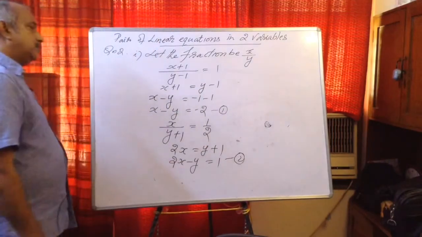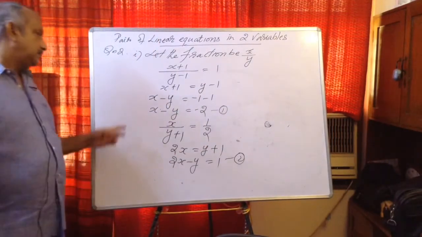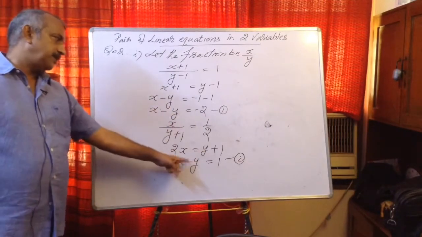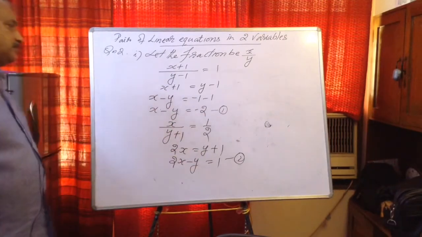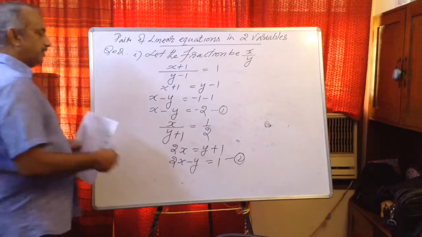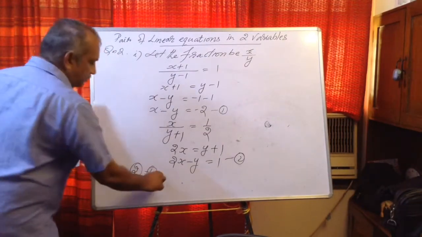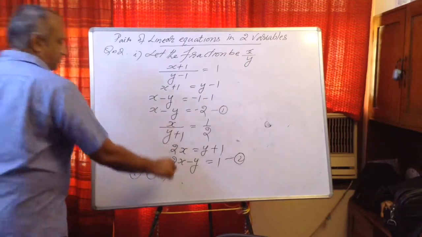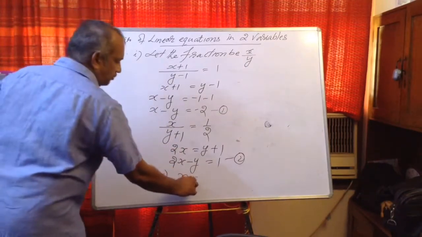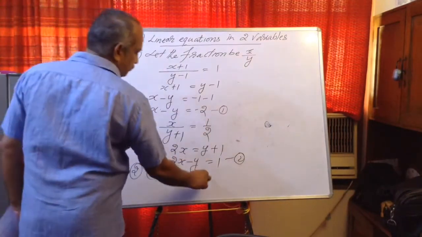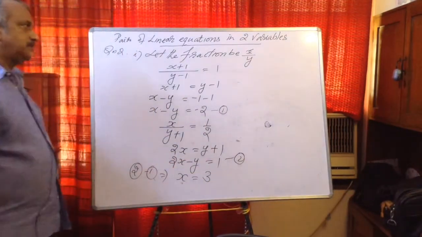Now if we look at 2x minus y, the y coefficient is the same. So directly by subtracting you can get the answer. Say 2 minus 1 or 1 minus 2. 2x minus x, x is equal to, minus y plus y cancelled, 1 minus minus 2, 3. So x is equal to 3.